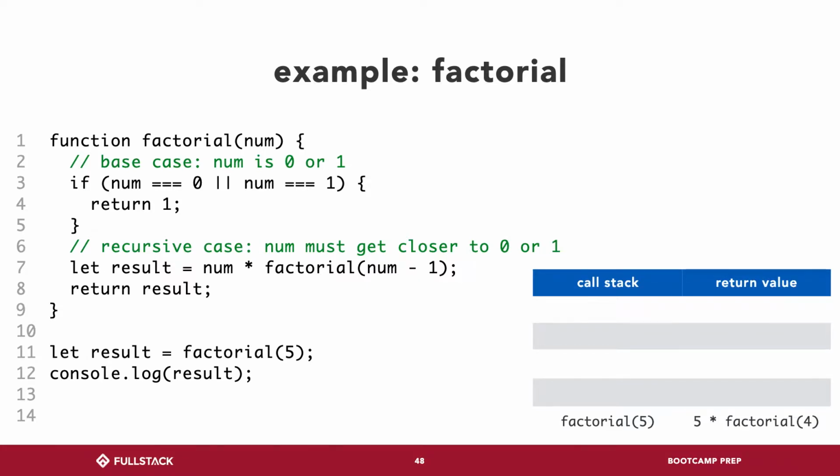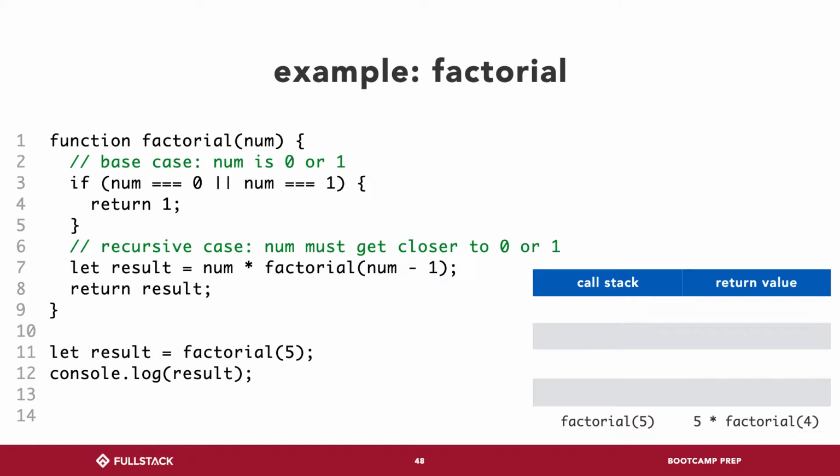So factorial of 5 is put onto the call stack. 5 goes in here, it's not equal to this, but its return value is going to be 5 times factorial of 4. Does everyone agree with this statement? That when you call factorial of 5 it's going to return 5 times factorial of 4. Does everyone agree? Who disagrees?